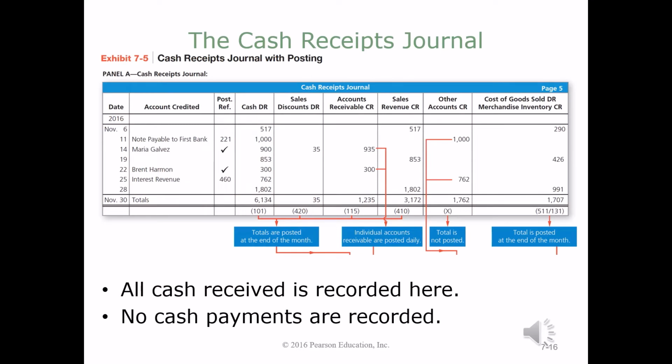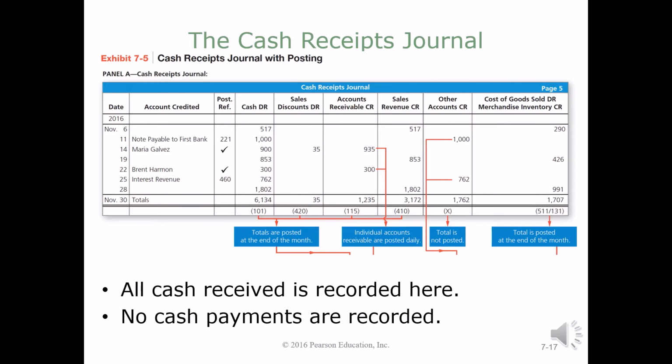Now let's look at the opposite side of the handout, at the cash receipts journal. This journal is a place where we can compile all of our transactions for receiving cash into the company. In this way, all of our transactions can be consolidated in this one journal instead of writing individual journal entries in our general journal.